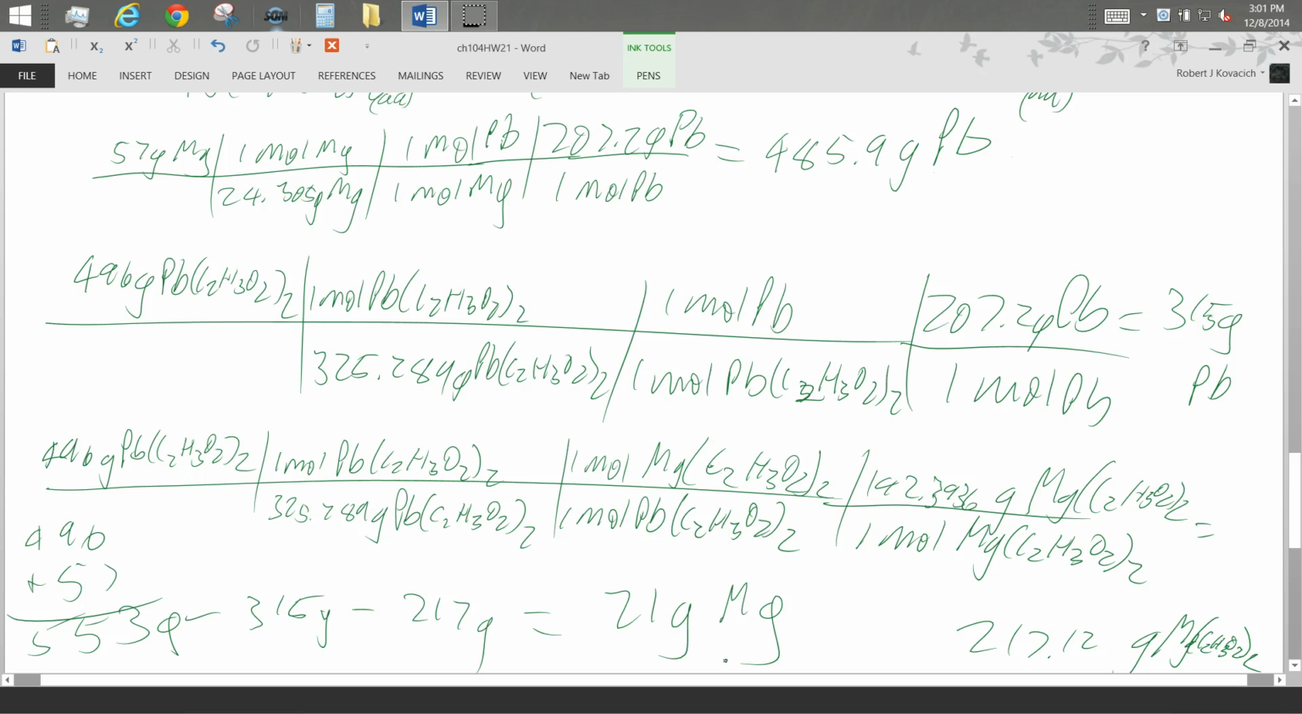So I've got 217 grams of magnesium acetate. I've got 315 grams of lead and 21 grams of magnesium in my container. Good?